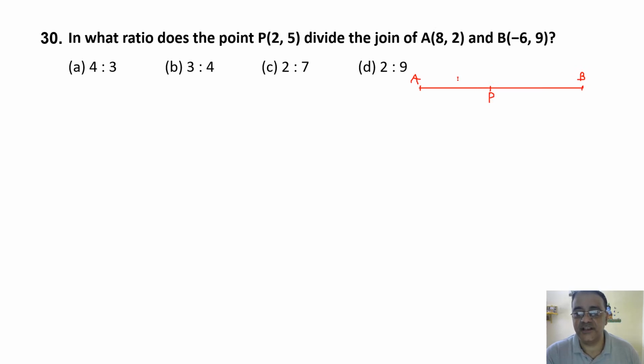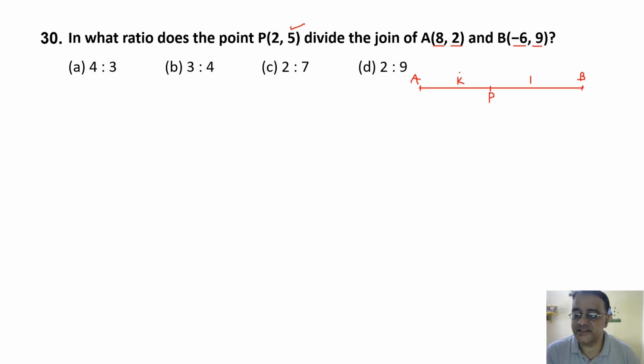Suppose the ratio is k:1, and x1 is 8, y1 is 2, x2 is minus 6, and y2 is 9, and m1 is k and m2 is 1. So we will take any two, you can take either 2 or 5. I am going to take 5. ठीक है.